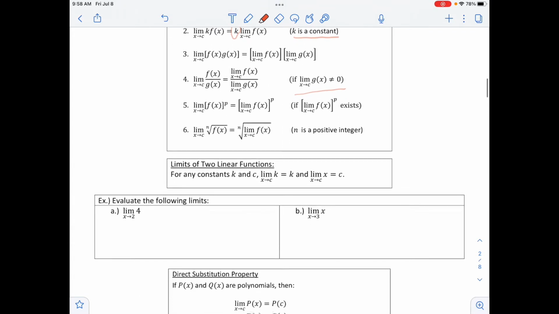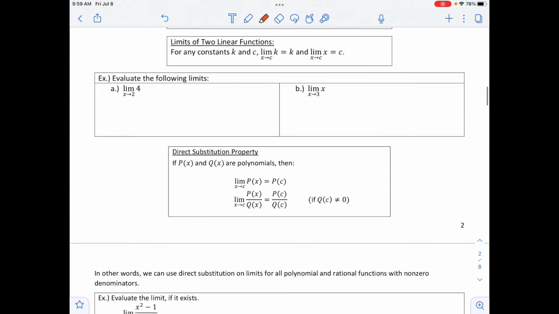The limits of two linear functions, the next box right below. For any constants k and c, the limit as x approaches c of k is equal to k, and the limit as x approaches c of x is equal to c. So we have some examples right below.